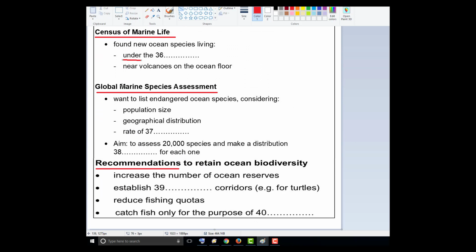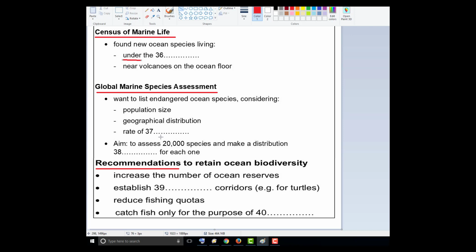And then here with global marine species assessment, we're going to have to go through all of this listening to get to question 37, rate of something. Now, from your writing practice, you might know which words often go with rate. Rate of increase, rate of decrease, rate of decline, something like that. So we can probably expect the answer to be something along those lines.